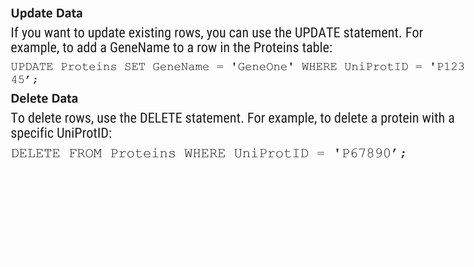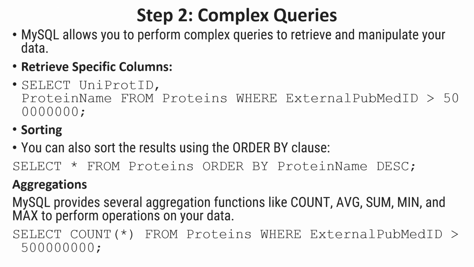To delete rows, we use the delete statement. For example, to delete a protein with a specific unitprot ID, we just type the delete command: delete from proteins where unitprot ID is equal to P67890, ended by a semicolon.